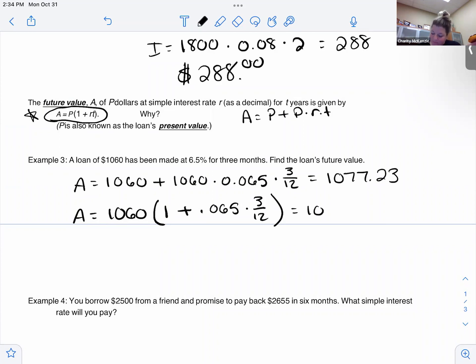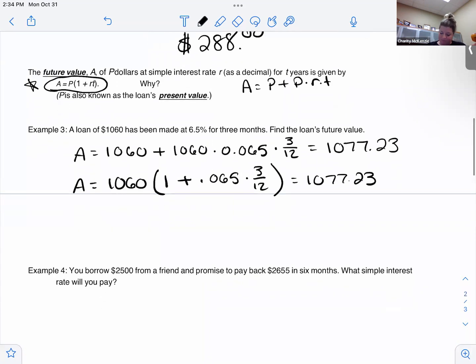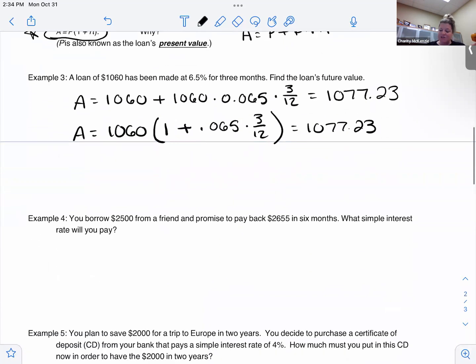How much money did I make in interest in 3 months? $17.23. Not very much, because we started with $1,060, but that's only in 3 months. Okay, I guess we owe that loan. We're gonna have to pay that much money.